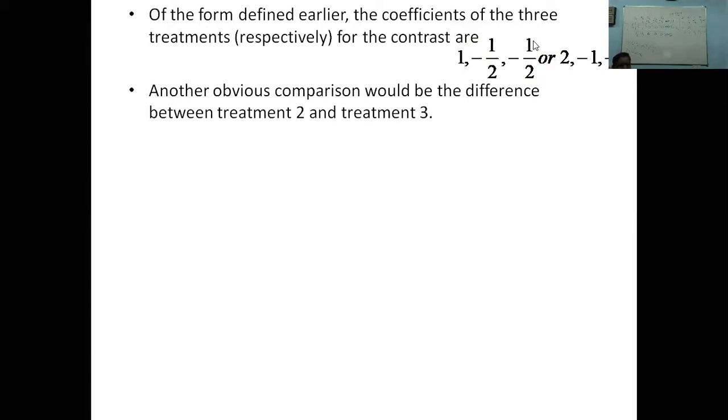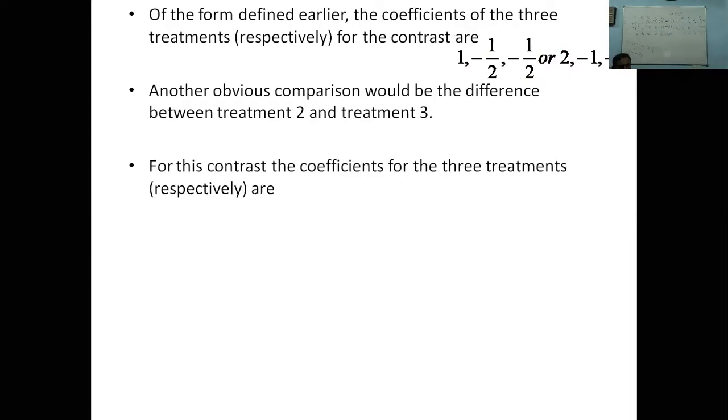Another obvious comparison in this example would be the difference between treatment 2 and treatment 3. It is the comparison between the 2 fertilizer mixtures, 2 versus 3. So we can write 2 versus 3, where A is not involved in the comparison, so the coefficient of A becomes 0. The coefficient of B is +1, and the coefficient of C, or third treatment, is -1.